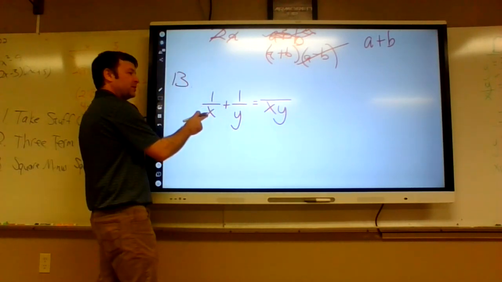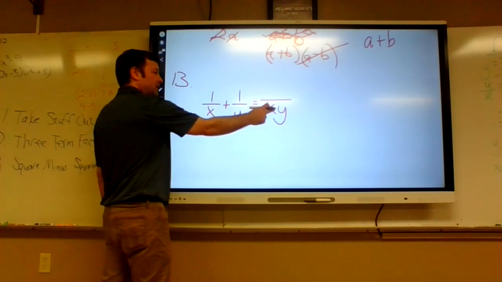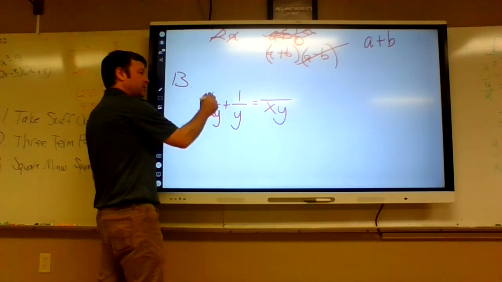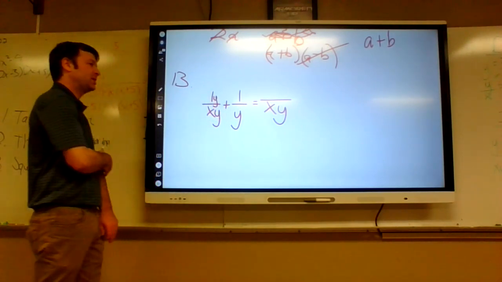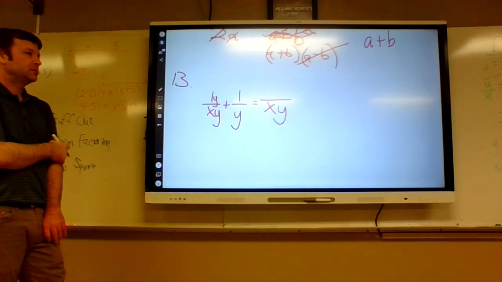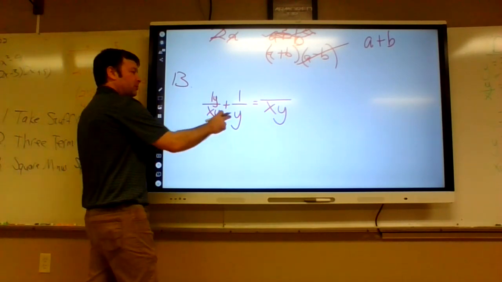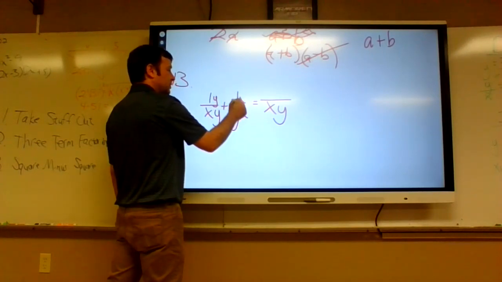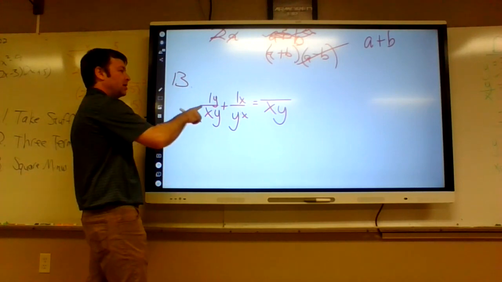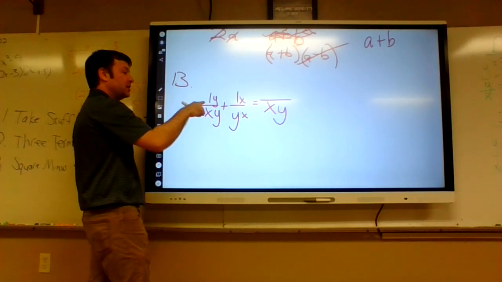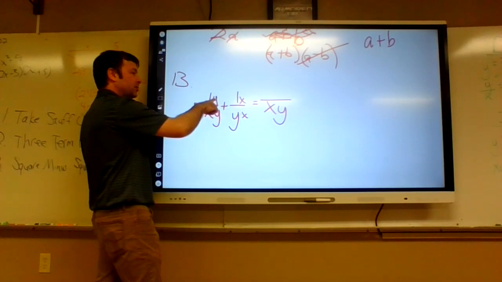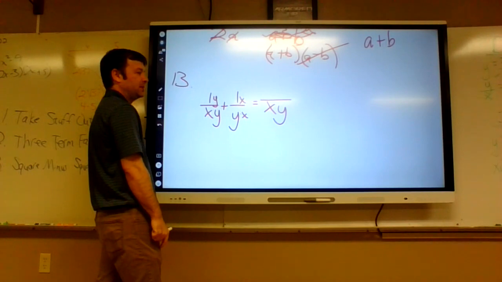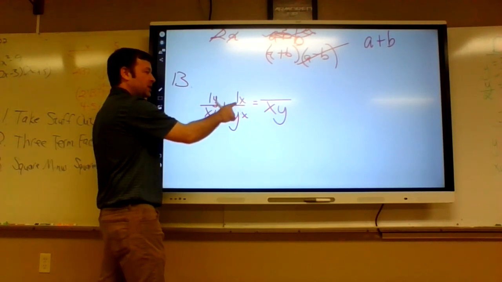What do I have to do to this first fraction to turn the denominator into that? Multiply by y. Whatever you multiply the bottom by to keep the fraction the same, you have to multiply the top by the same value. What do I need to multiply this fraction by? So now we switch to adding. So the top is y plus x. 1y plus 1x, or just y plus x.